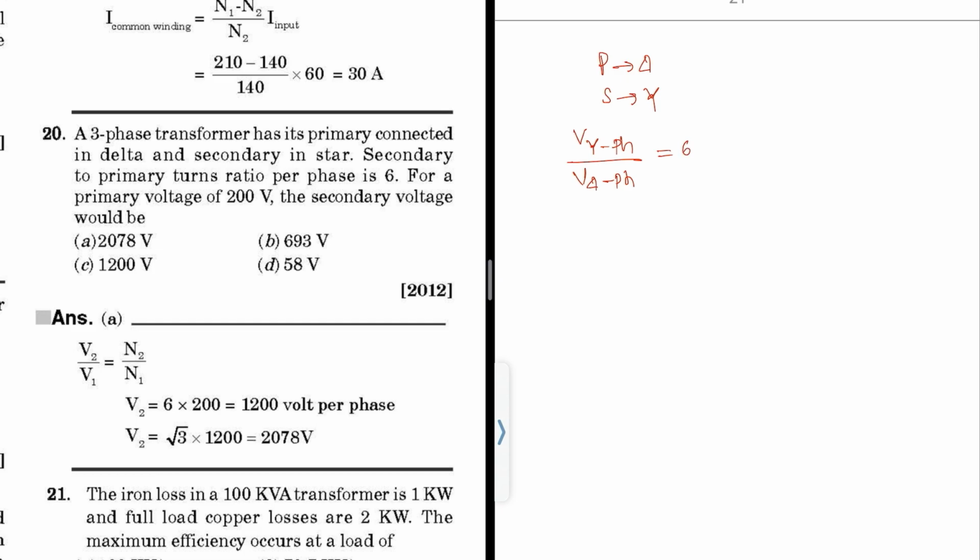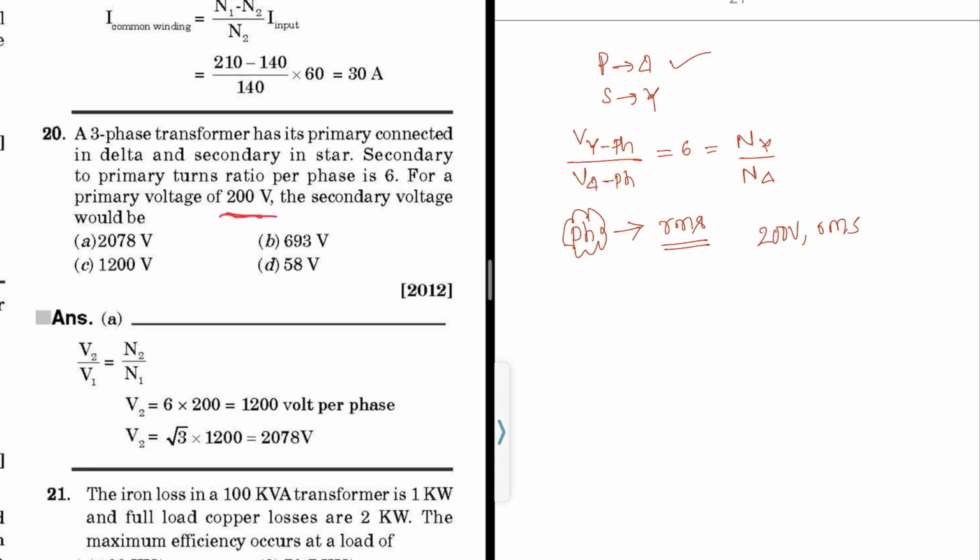So this is the turns ratio, which in general is equal to the voltage ratio. They have given that the primary voltage is 200 volts. In general, if the question does not mention phase, we always take it as RMS voltage. So the given 200 volts is the RMS voltage and it is the primary.